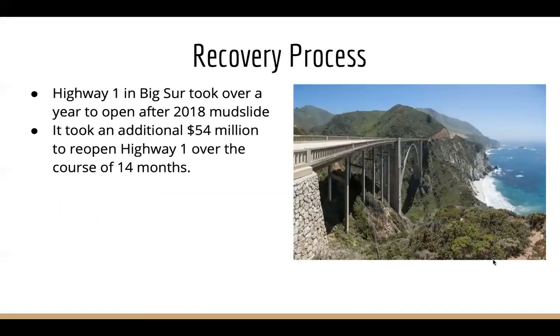The recovery process was a lengthy one. Highway 1 in Big Sur took over a year to open after the 2018 mudslide. This is because of its location on the side of a mountain. In contrast, Highway 101 in Santa Barbara only took 2 weeks to reopen. It took an additional $54 million to reopen Highway 1 over the course of 14 months, which meant many businesses were cut off from essentials.